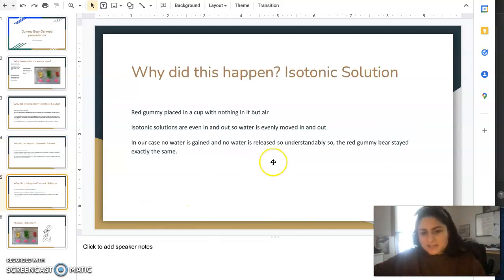And then I just added this. Why did this happen? And this is just for the plain gummy bear. Why did the plain gummy bear stay the plain gummy bear? Isotonic solutions are even in and out, so water is evenly moved in and out. So in this case, because it was in nothing and it wasn't submerged in water, it neither gained nor released water, so of course it stayed the same.